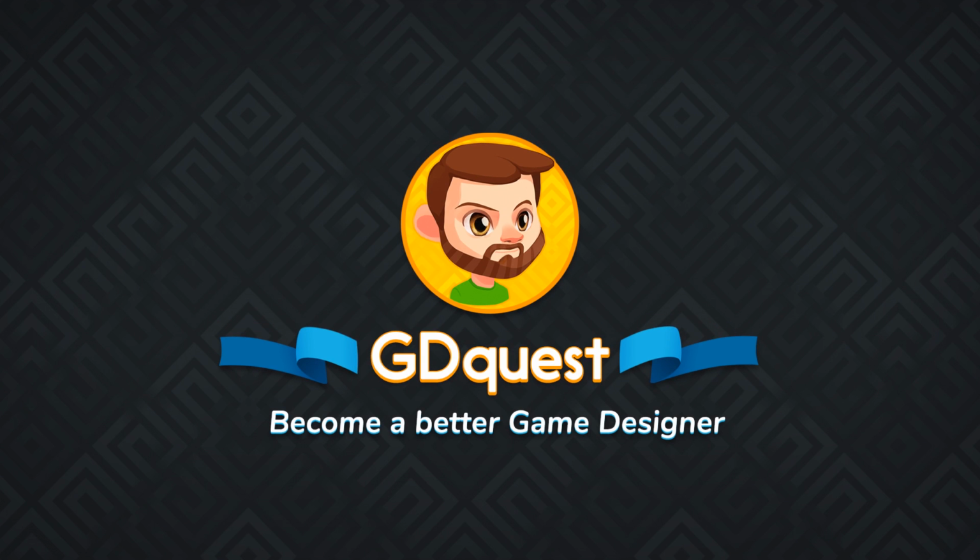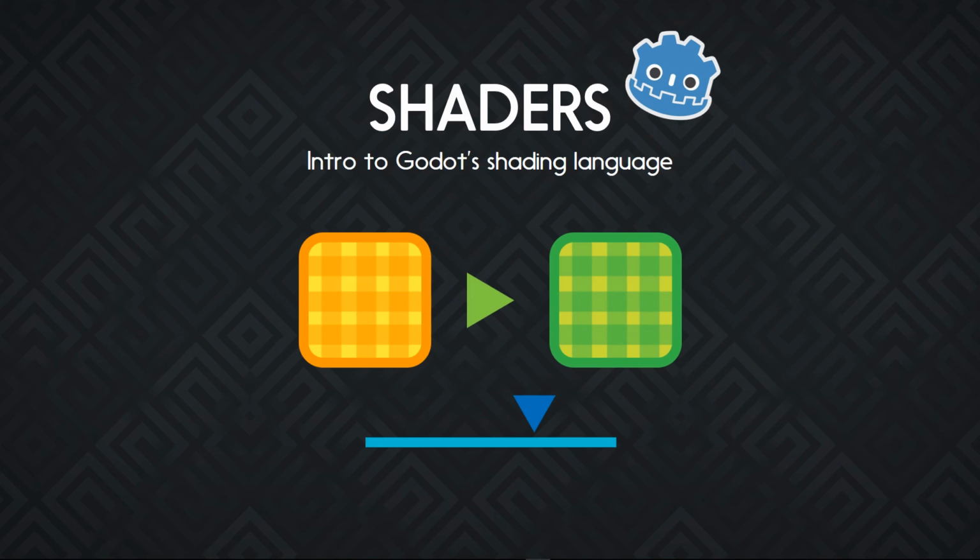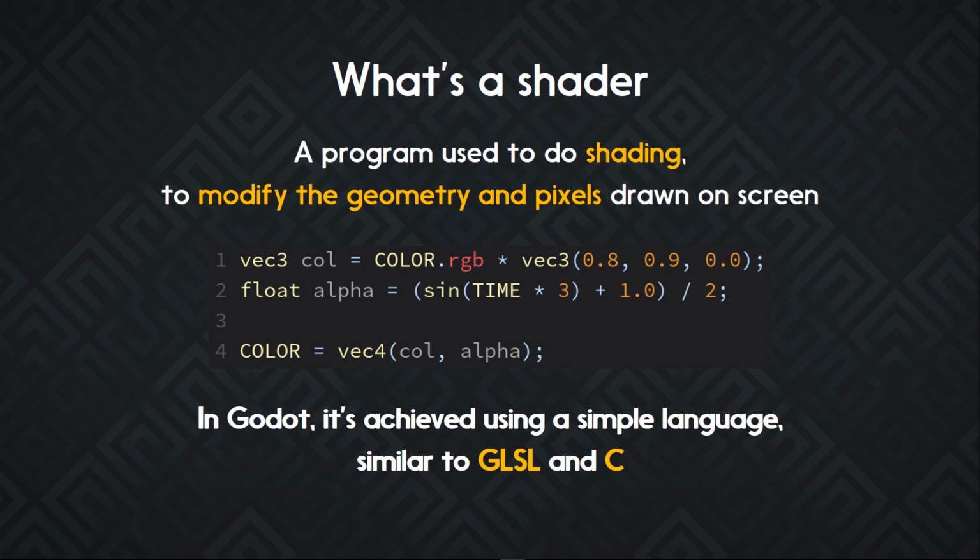You don't know what shaders are? Here's a quick introduction to get you started. This is a deep topic. There's a lot to say about it, but at the basic level, a shader is a program you use to do shading. More precisely, you use it to modify the geometry or the pixels that get drawn on screen. When I say geometry, it's the vertices that make up a 3D mesh.